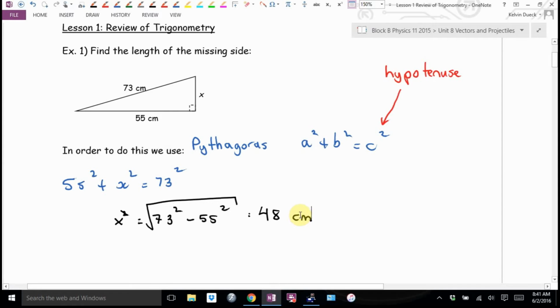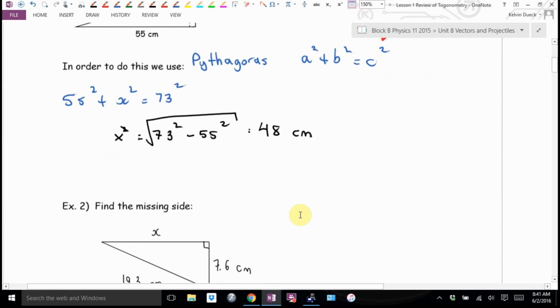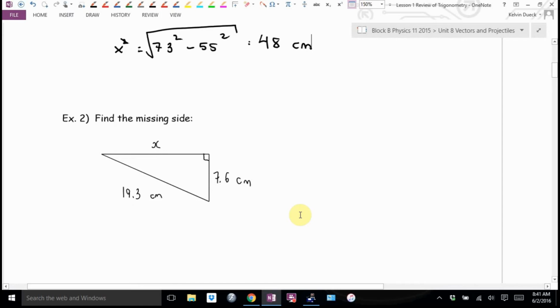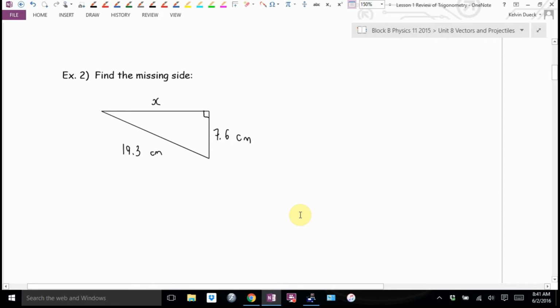So one of the tools we're going to be using an awful lot is Pythagoras. This one won't work out evenly. Find it. I'll do it slowly up here, but try this on your own with your calculator out and in front of you.